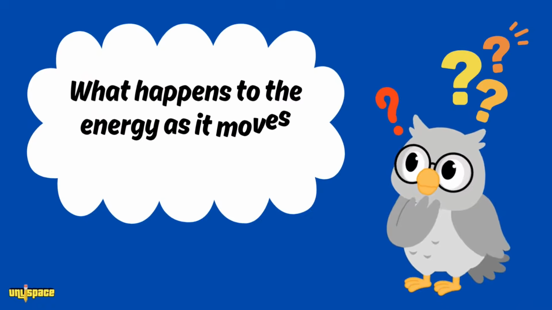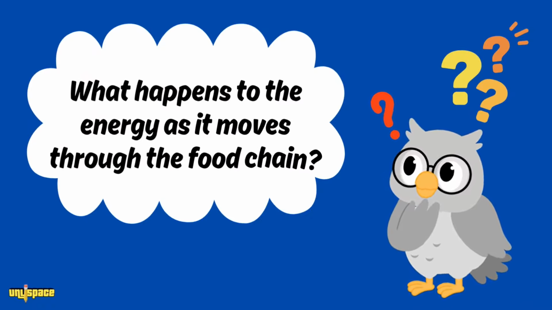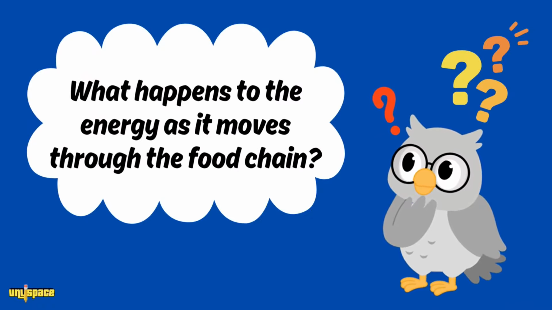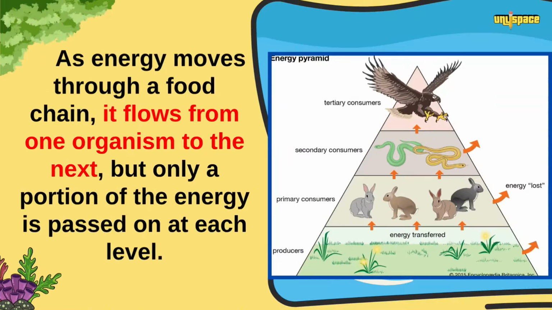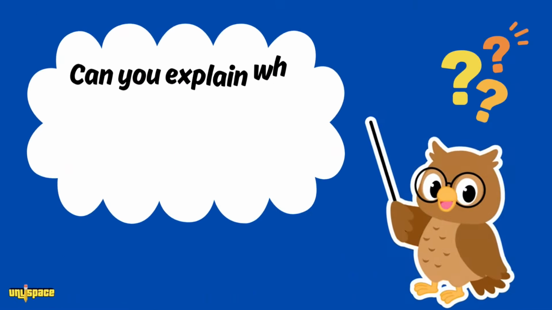What happens to the energy as it moves through the food chain? As energy moves through a food chain, it flows from one organism to the next, but only a portion of the energy is passed on at each level.